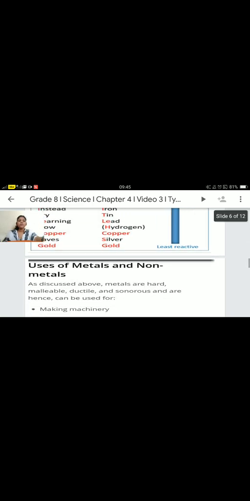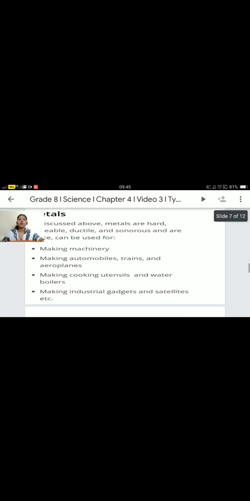Okay, now the last point, that is, what are the uses of metals and non-metals. We already know the properties of metals. They are generally hard, malleable, ductile and sonorous. So these metals can be used for making machineries, automobiles, trains, aeroplanes, cooking utensils and water boilers, industrial gadgets and satellites, etc.